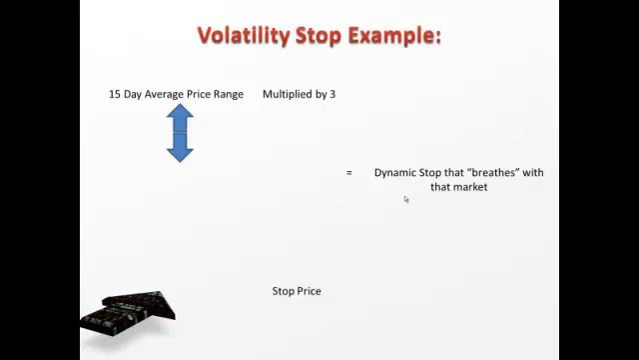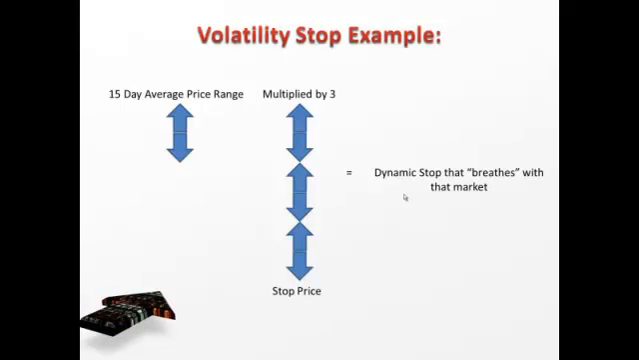So what you do is you take that range and you multiply it by a factor of your choice. In this case, we're going to use 3. But you can test this. You can multiply by a factor of 1 or 2 or 3, or I've seen 5. But in this case, we're going to use a multiple of 3. And once you've done that, this establishes your stop price.